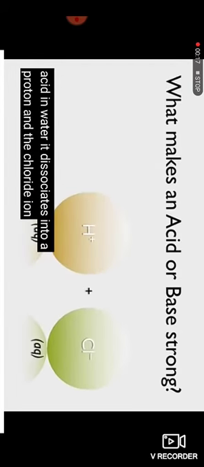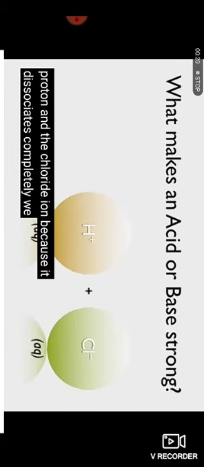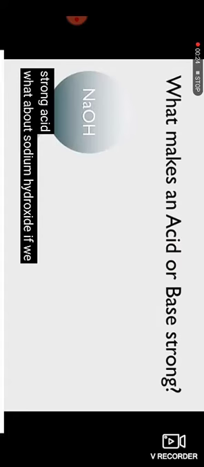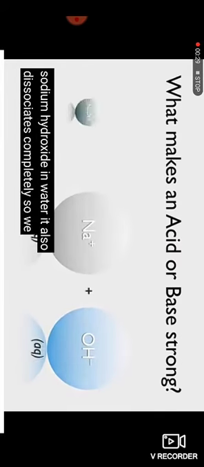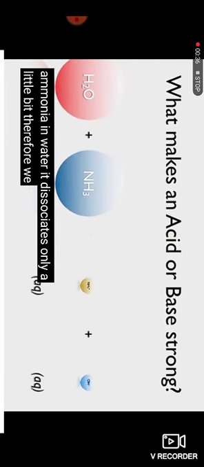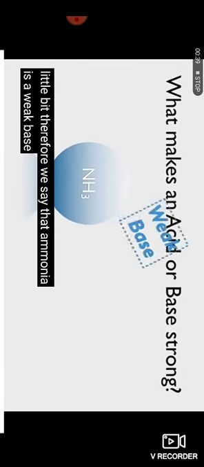So what does it mean to say that an acid or a base is strong? Let's consider a prototypical strong acid, hydrochloric acid. If we put hydrochloric acid in water, it dissociates into a proton and a chloride ion. Because it dissociates completely, we say it's a strong acid. What about sodium hydroxide? If we put sodium hydroxide in water, it also dissociates completely. So we call sodium hydroxide a strong base. If we put ammonia in water, it dissociates only a little bit. Therefore, we say that ammonia is a weak base.